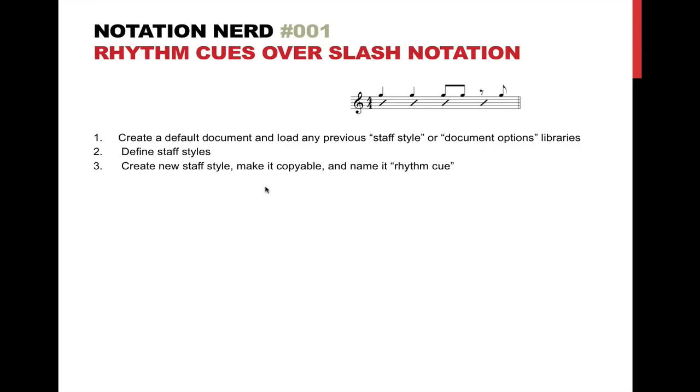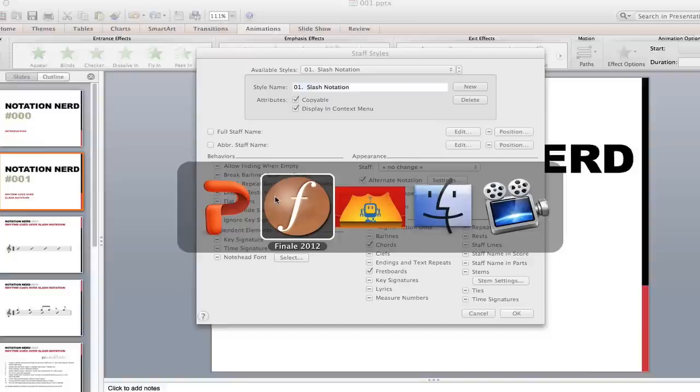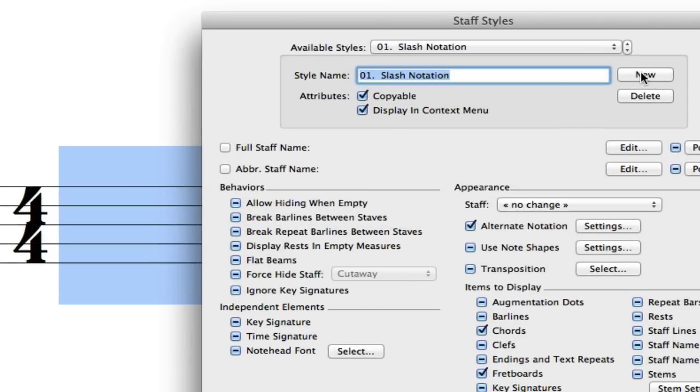Our next step is to create a new staff style, make it copyable, and name it rhythm cue. Let's try that. We're going to hit new staff style. Let's change this to rhythm cue. We're going to make it copyable.